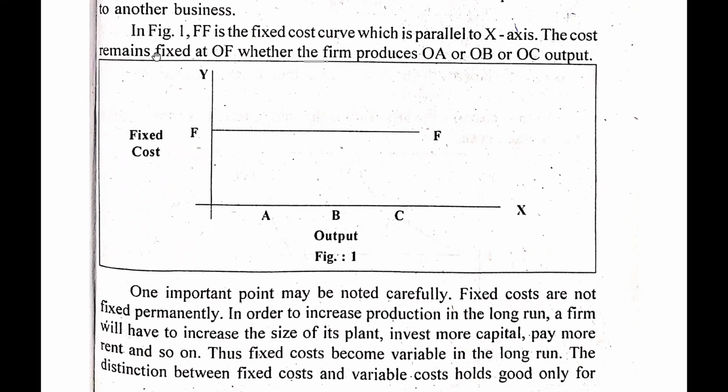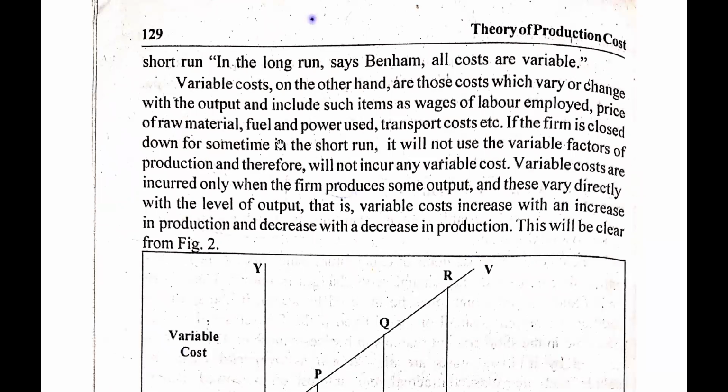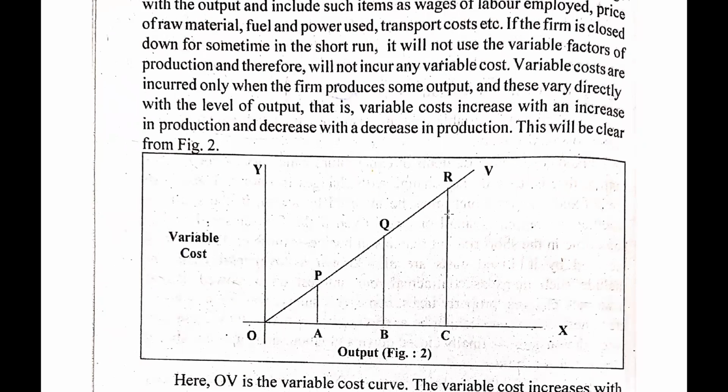And now we will see in figure 1, FF is okay, so we have already done this. Now we will see variable costs, which, on the other hand, are those costs which vary, or change, with the output, and include such items as wages of labor employed, price of raw material, fuel and power used, transportation costs, etc. So, guys, on the other hand, here we need to discuss variable cost. What is variable cost?